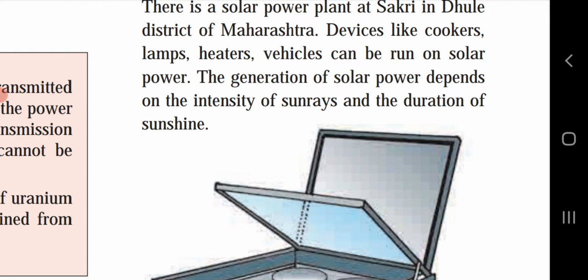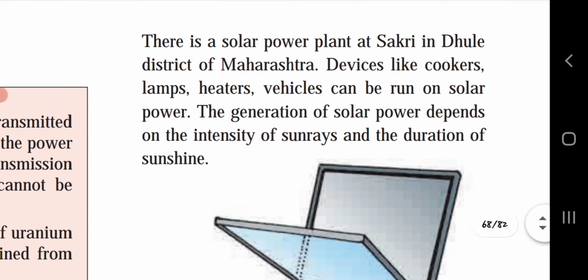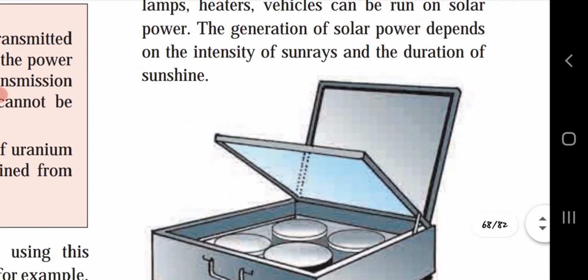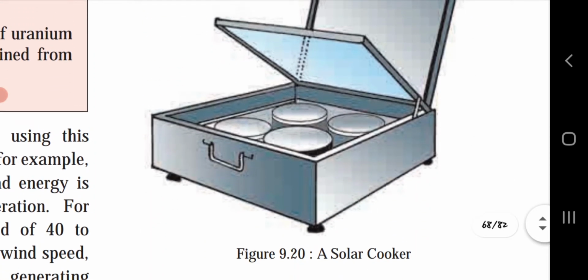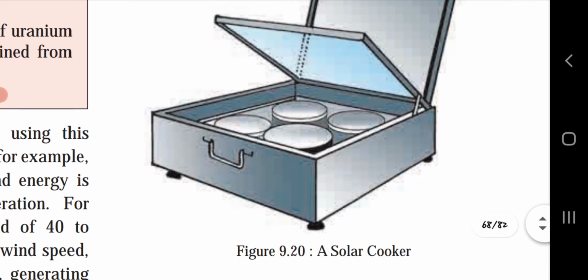Depending on it, the solar energy can be stored and it can be used for different purposes like solar cookers, solar lamps, solar heaters, and solar vehicles also. So this is a solar cooker. You can see here, with the help of sun rays we can cook food.